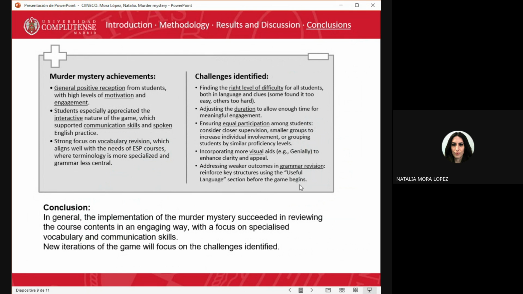Incorporating visual aids, and finally see how we can improve the grammar content in the activity, for example, with a useful language box. So in general, we can say that the implementation was successful with the purpose that it had, to review the course contents. And in the future, we'll try to address these suggestions and challenges so that it's even better.